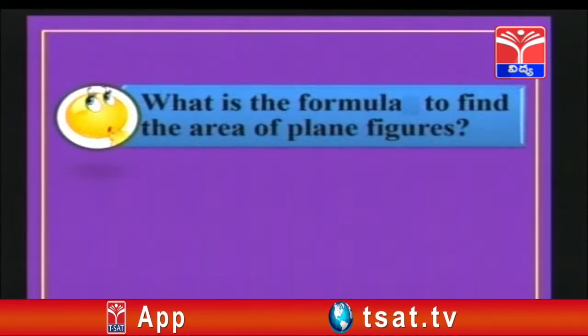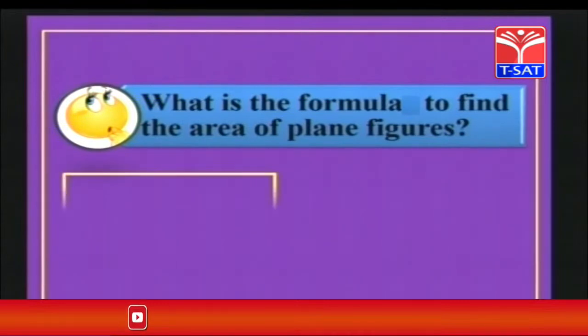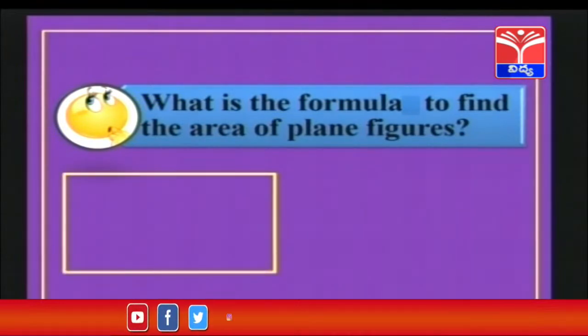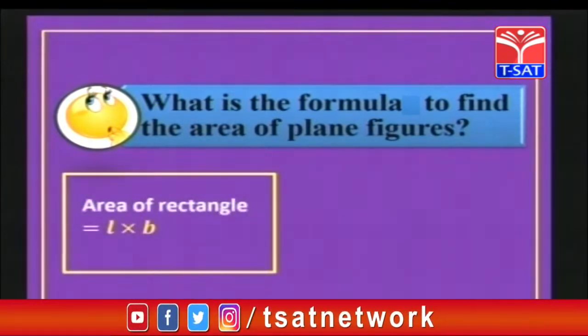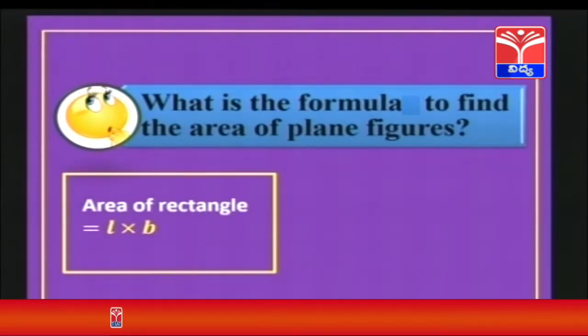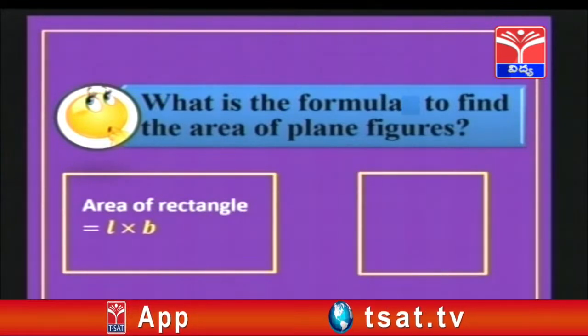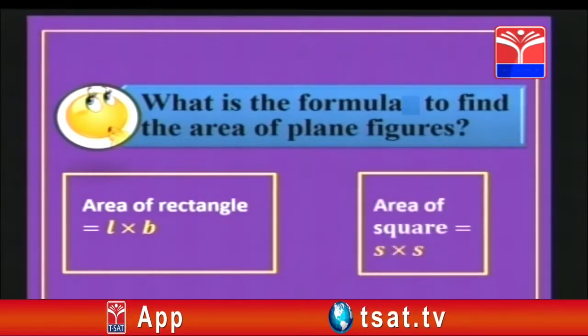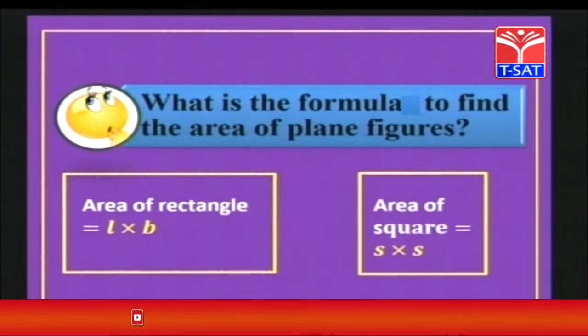Children, do you know what is the formula to find the area of such plane figures? Take a look at this first figure, that is a rectangle. Area of a rectangle is given by the product of its length and breadth, that is L into B. Whereas if you consider the square, the area of a square is side into side, that is S into S.